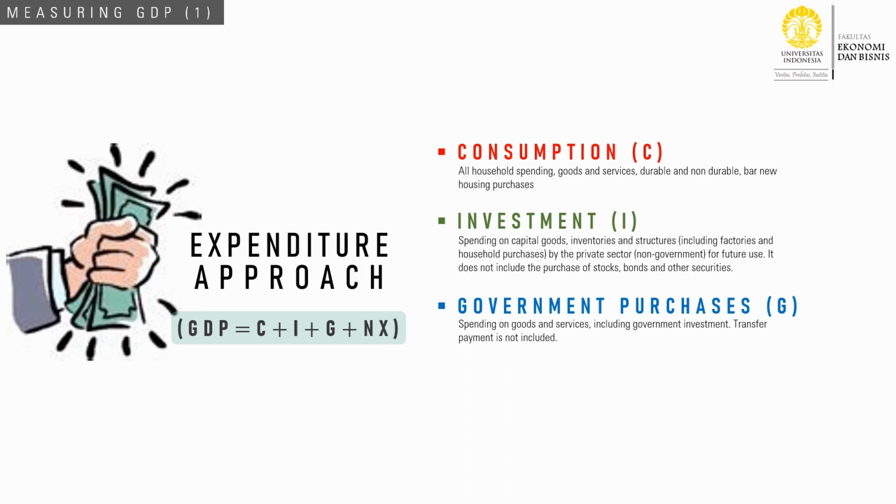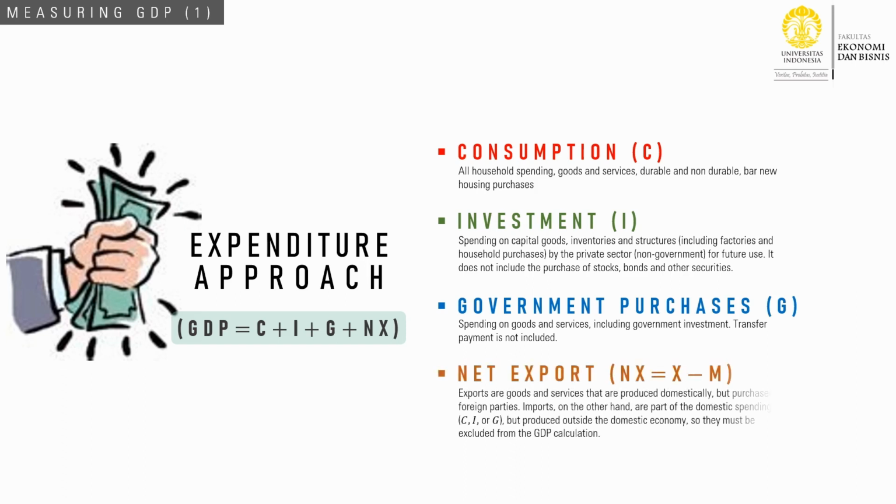The last component of GDP by expenditure is net export. Exported commodities are purchased by foreign citizens but produced by the domestic economy, hence included in the GDP calculation. On the other hand, although imports are spending made by domestic citizens, since the commodities are not domestically produced, they are deducted from the GDP calculation.